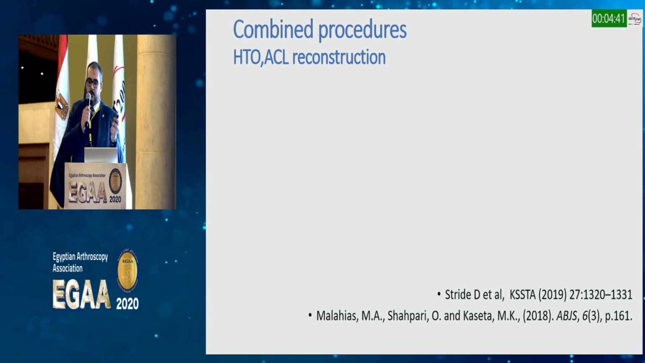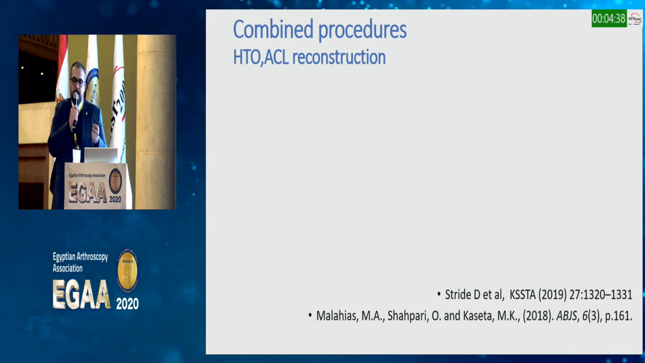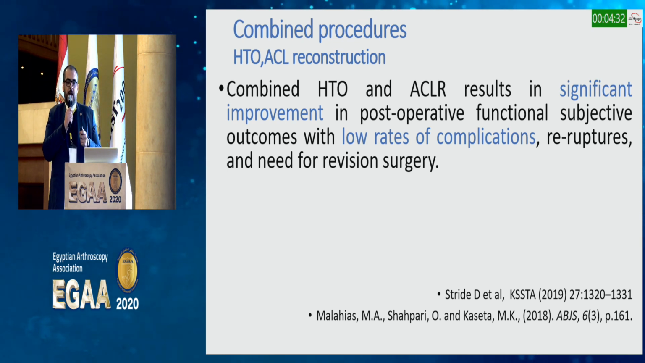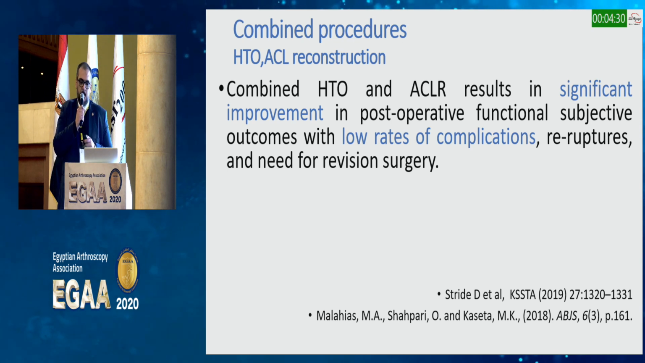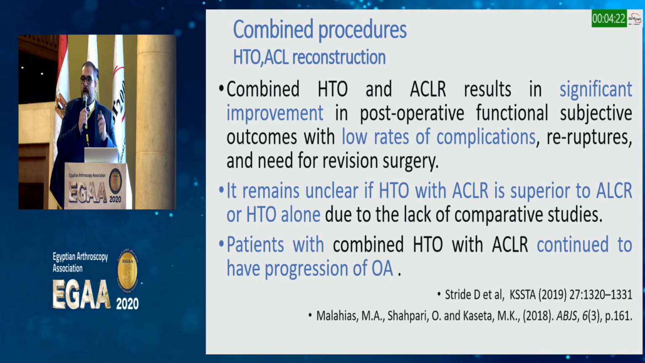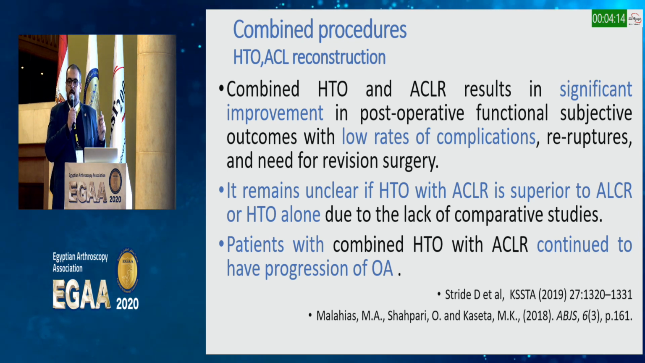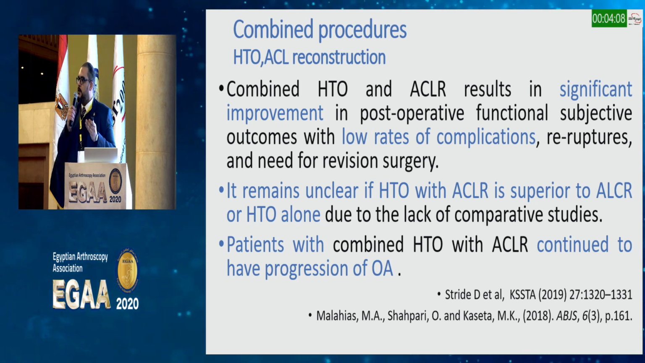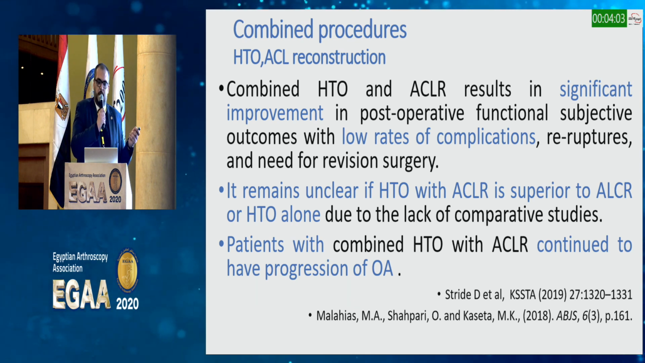When you have a combined procedure, like the last lecture by Professor Mohamed Al-Nahas, the combined high tibial osteotomy and ACL reconstruction results in significant improvement in post-operative functional outcome with low rate of complications or re-ruptures. However, it remains unclear if high tibial osteotomy with ACL reconstruction is superior to high tibial osteotomy alone or ACL reconstruction alone in varus knee. And both techniques do not stop the progression of osteoarthritis. So even if you correct with high tibial osteotomy and ACL reconstruction, we should counsel our patient and instruct him that it will not stop the progression of osteoarthritis.